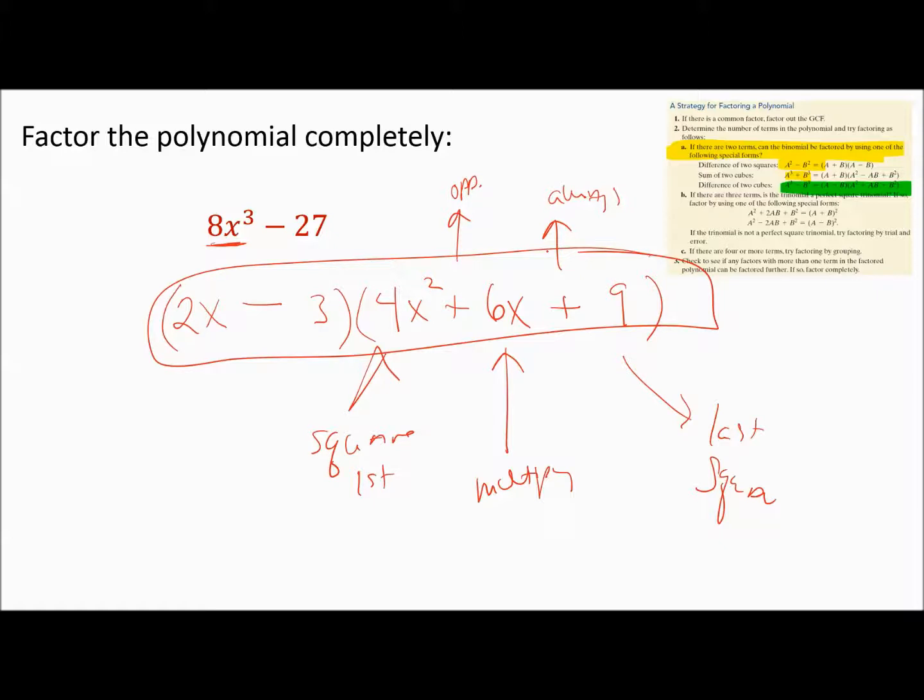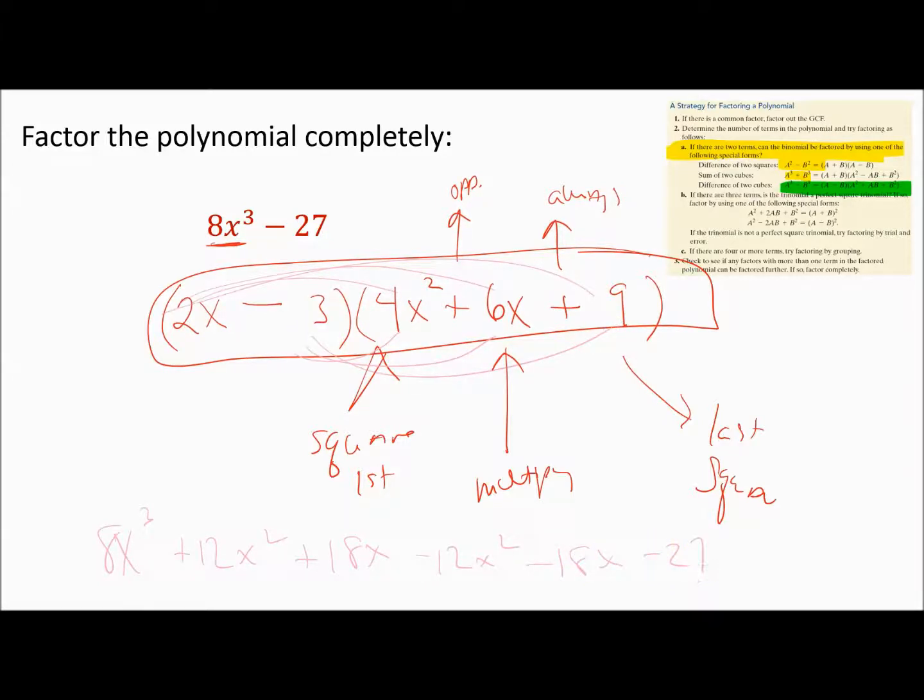How could you check it? Let's do it. You can multiply all this out. 2x times 4x squared is 8x to the third. 2x times 6x is 12x squared. 2x times 9 is 18x. Then I do negative 3 times 4x squared is negative 12x squared. Negative 3 times 6x is negative 18x. Negative 3 times positive 9 is minus 27.